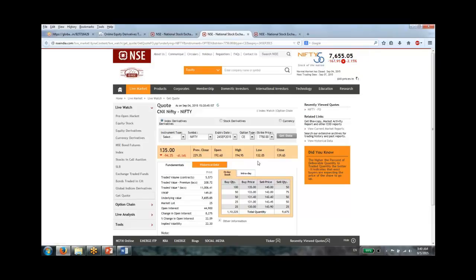Now, what would happen, say on Monday, if the Nifty opens and it is at, let's say, 7700? So the Nifty has gone up. So obviously, this price of 135 will also go up a little bit because this is a call option.